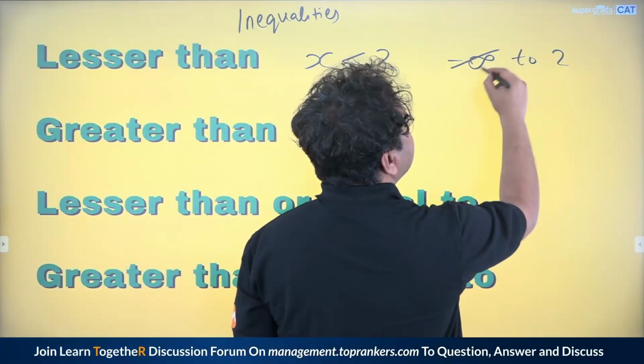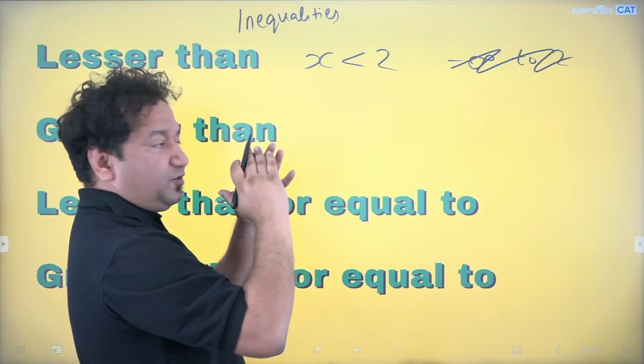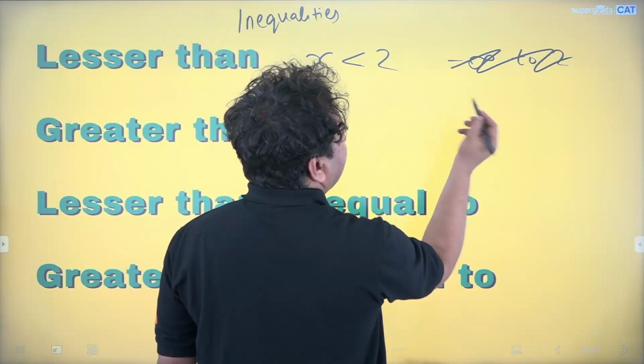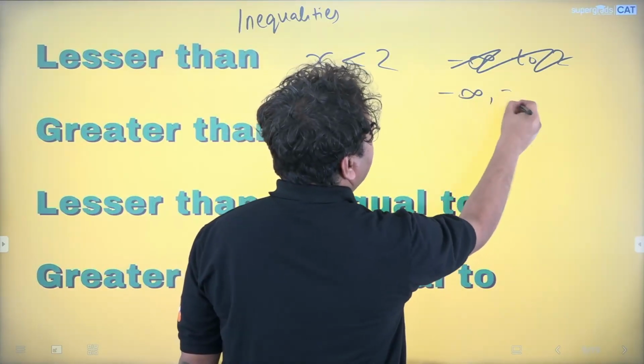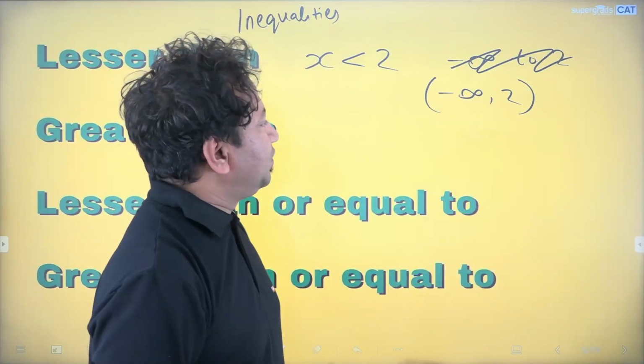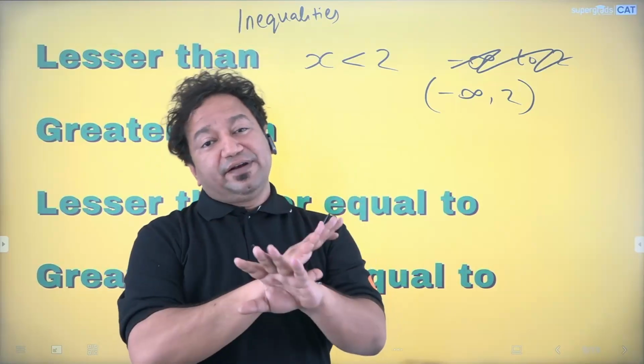Whenever we use this kind of symbology, less than 2, if you want to represent it some other way, then we'll be using intervals. That interval will be minus infinity to 2, and I'll use a simple bracket. The simple bracket denotes that these two numbers would not be considered, but everything else will be.